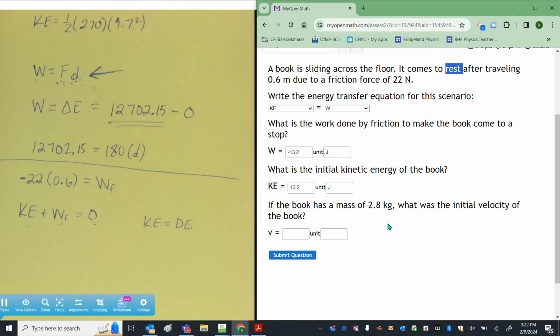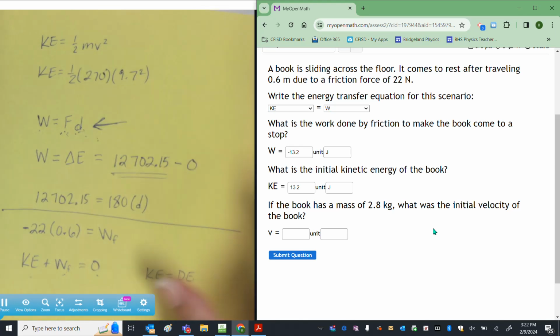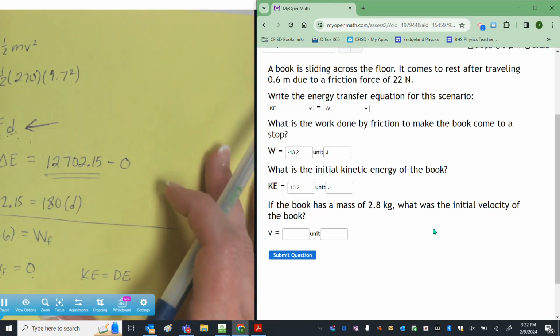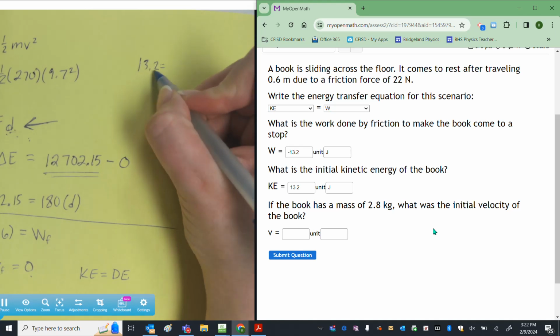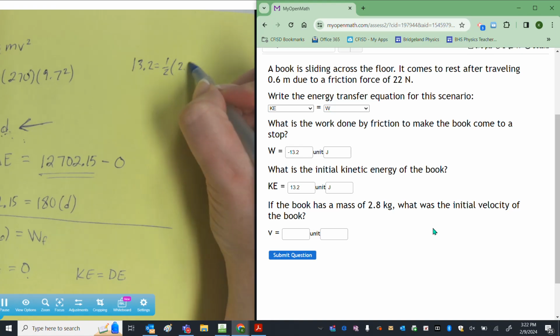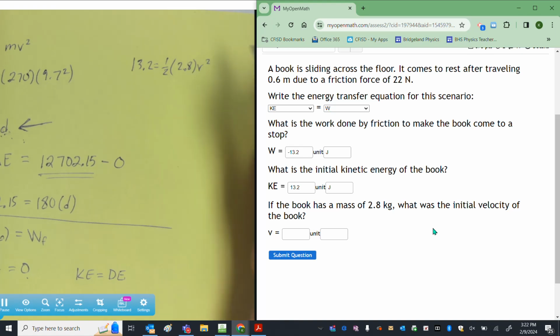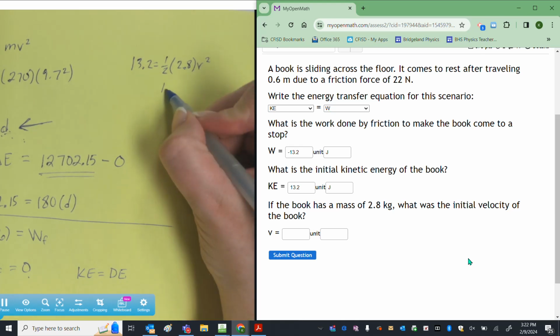Well, now that you know the kinetic energy and the mass, you can find the velocity using the kinetic energy equation. Again, that's this one up here. KE equals 1/2 mv squared. So let's go ahead and solve for that. Our KE is 13.2 equals 1/2. Our mass is 2.8, and we're looking for that velocity. So that's your setup. Half of 2.8 is going to be 1.4.